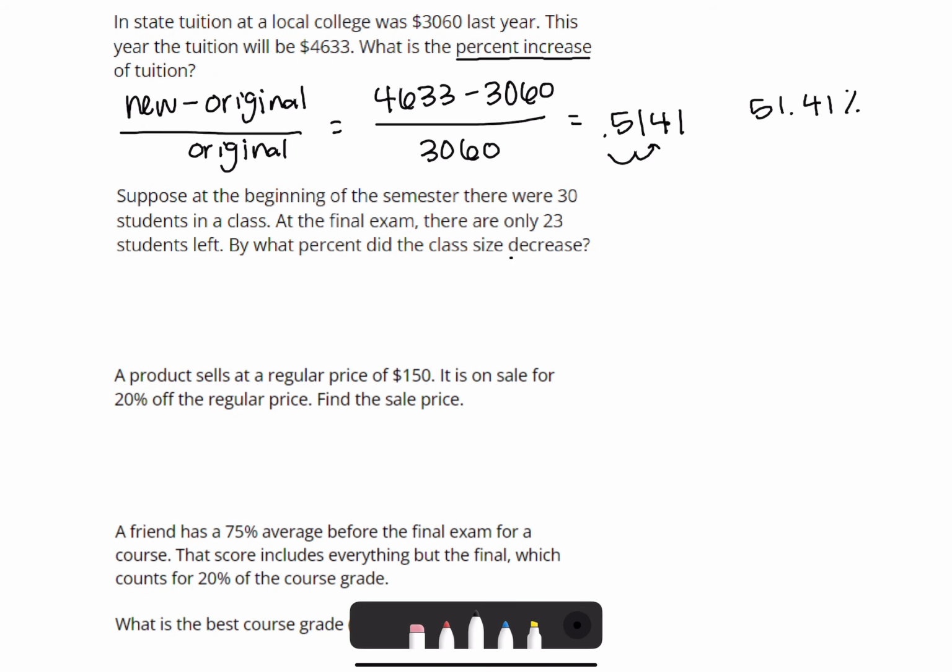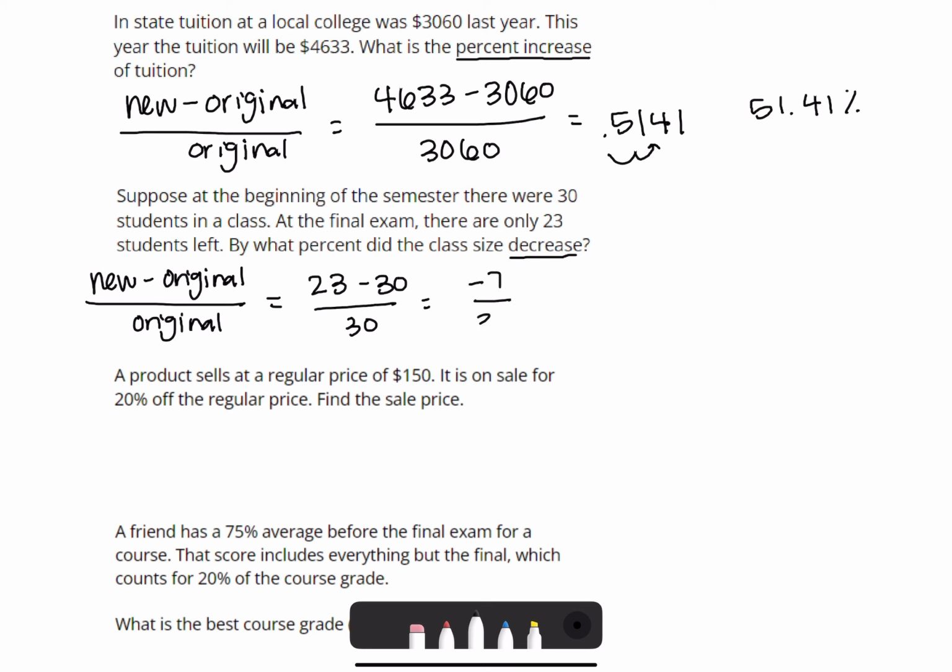Okay, this one is a percent decrease. So we do new minus original over original. So that's 23 minus 30 over 30. And so that would be -7 over 30. And I believe that comes out to be 23%. So that would be 23.3% decrease.